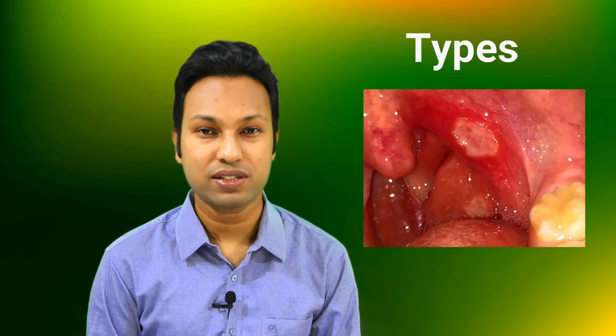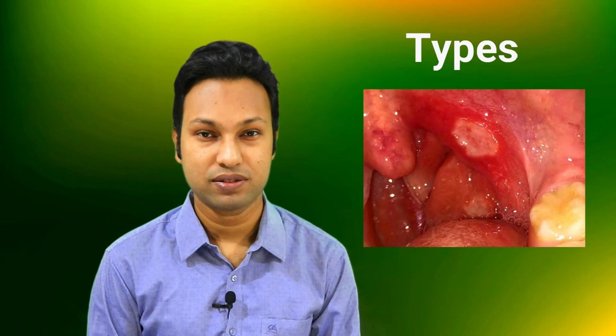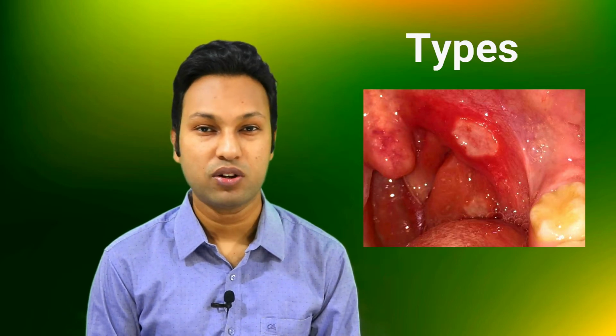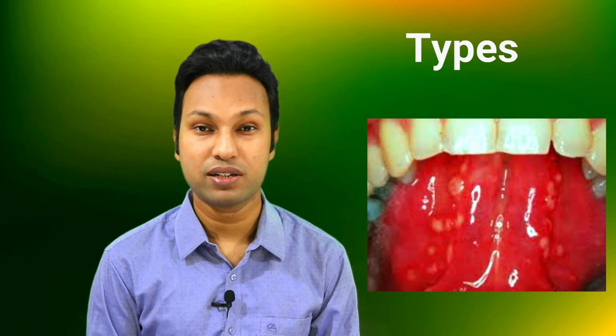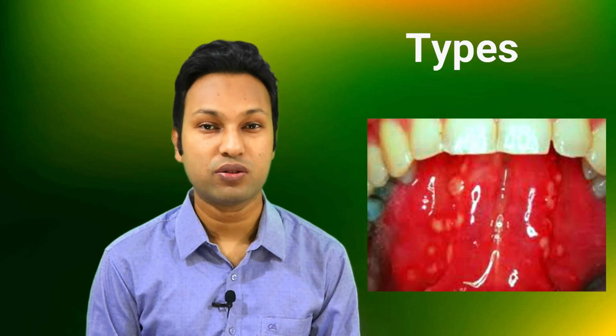Major aphthous ulcer is most commonly found on the posterior aspect of the mouth. It is usually single in number. It can last up to 3 months and it can heal with or without scarring. Herpetiform aphthous ulcers are less than 5 mm in diameter. They are multiple, about 30 to 100 in number. They heal without scarring.